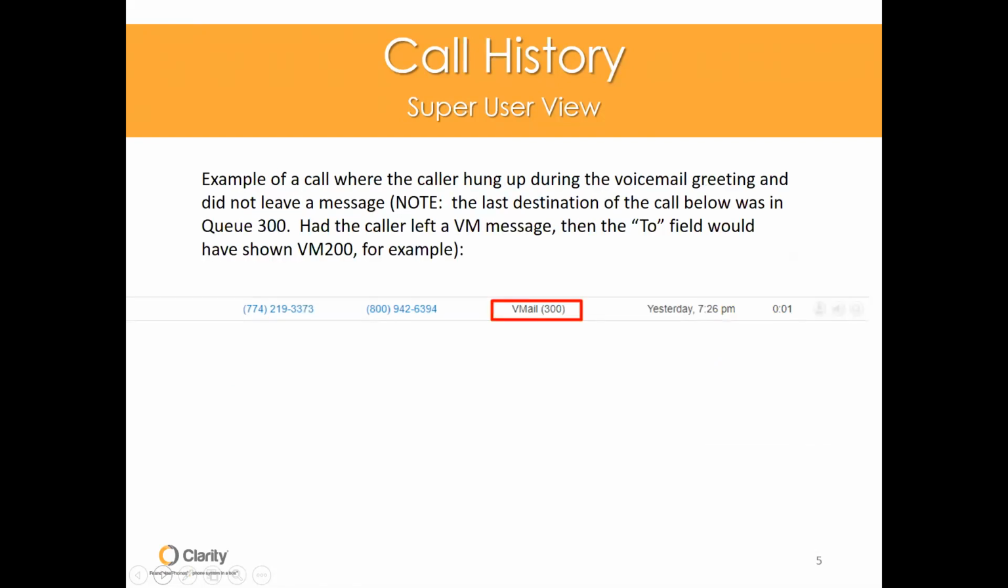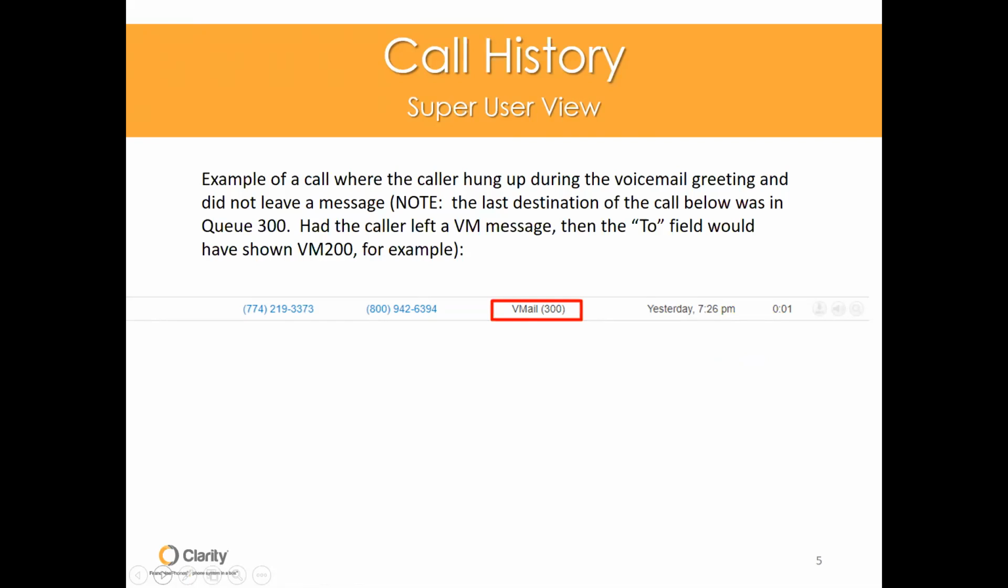And then here is an example of a call that left the queue, was going to voicemail, and the call abandoned during the voicemail greeting. They did not leave a voicemail. So in my eyes, it really is erroneous information because it did not go to voicemail of 300, but that is the last state that the call was in before the next state of leaving a voicemail.